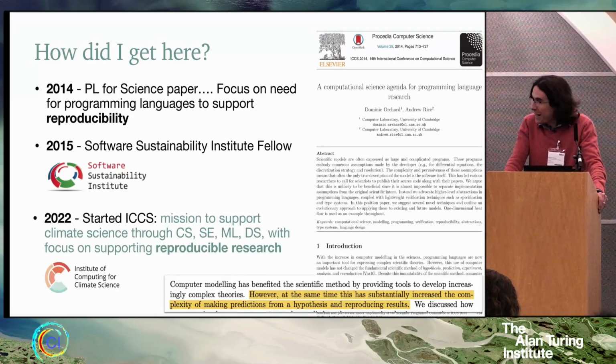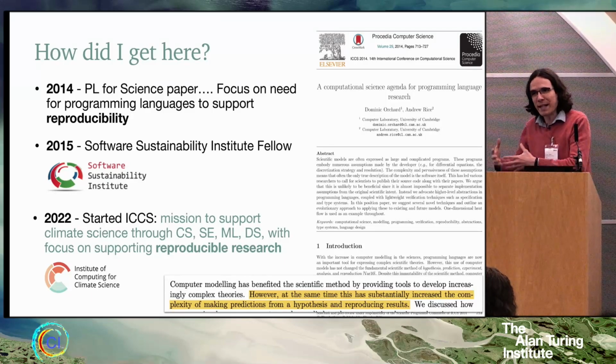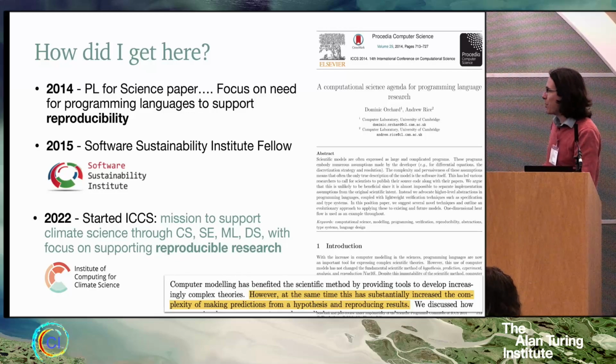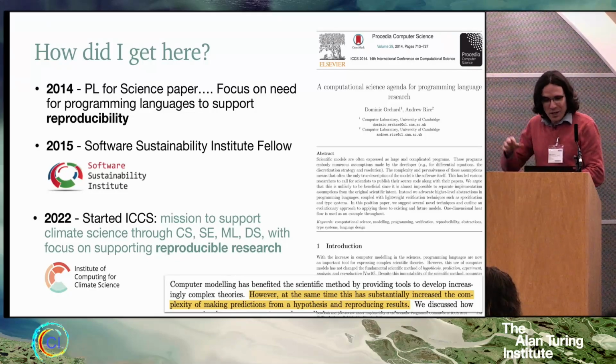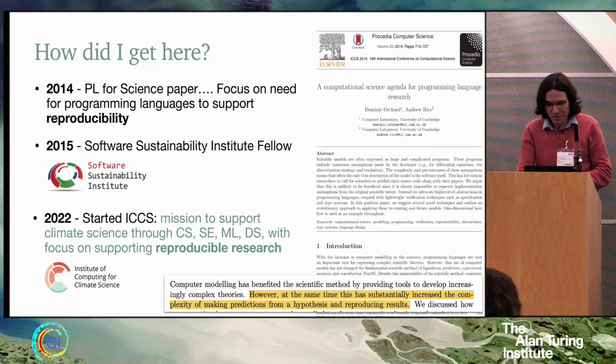One thing led to another, and then in 2022 we started ICCS, with the mission to support climate scientists through the latest work in computer science, software engineering, machine learning, and data science. And a big part of that is a focus on helping scientists produce code that's reproducible and that's open and transparent, and training people up and working alongside people with projects where reproducibility is really at the core.